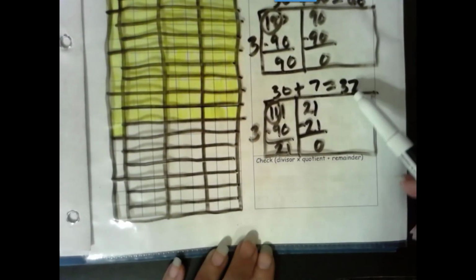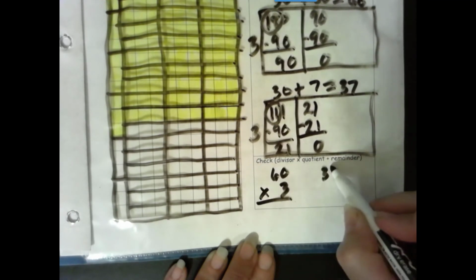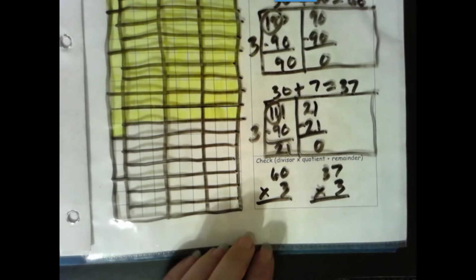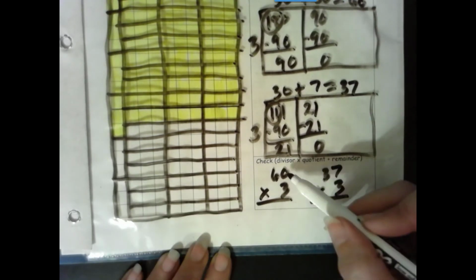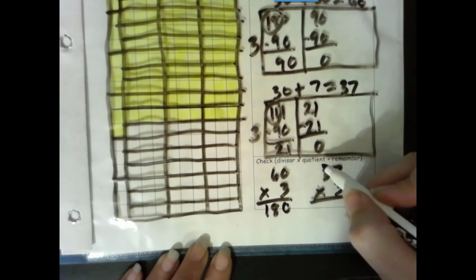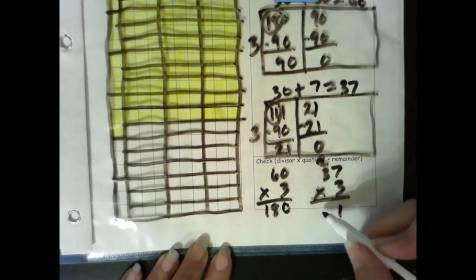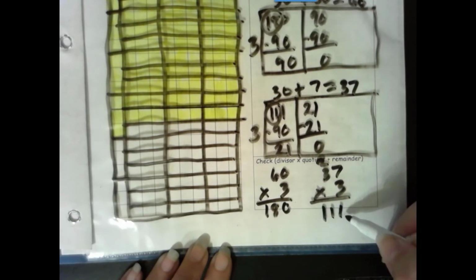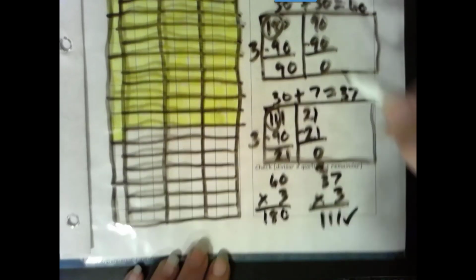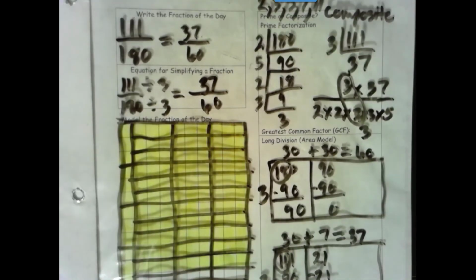We still need to check. Divisor times quotient plus remainder. Since our remainder is 0 and the identity property of addition says when you add 0 it stays the same, I don't need to add 0. 3 groups of 0 is 0, 3 groups of 6 tens is 18 tens. 3 groups of 7 is 21, 3 groups of 3 tens is 9 tens, plus 2 more is 11 tens. 111 matches our dividend. 180 matches our dividend. So our numerator is definitely 37, and our denominator is definitely 60.